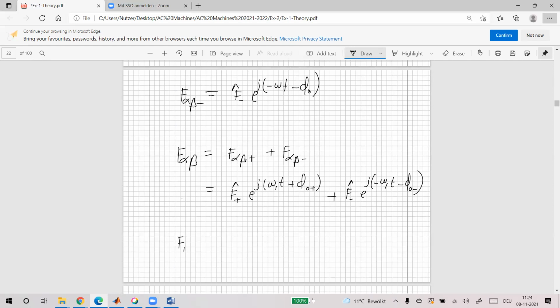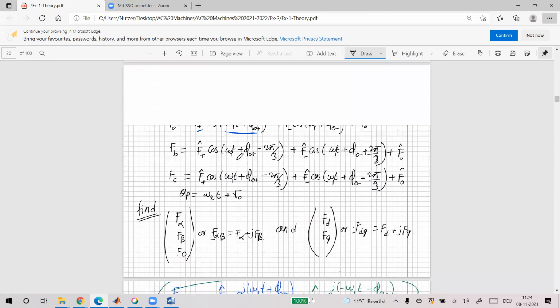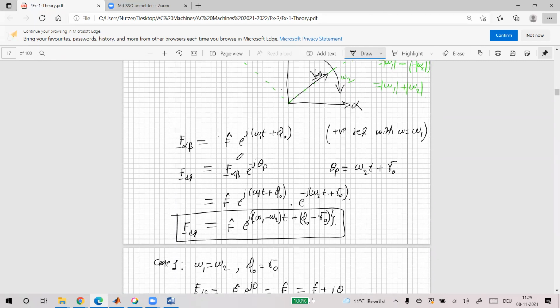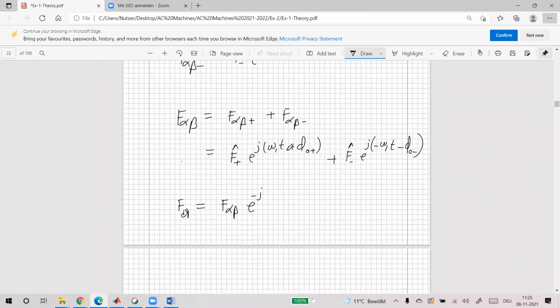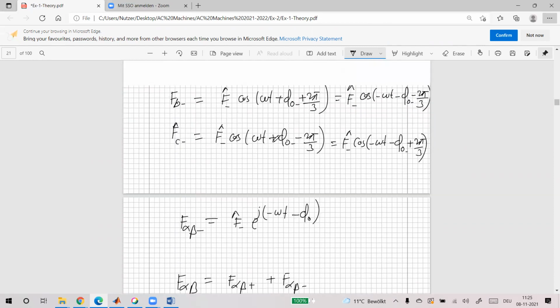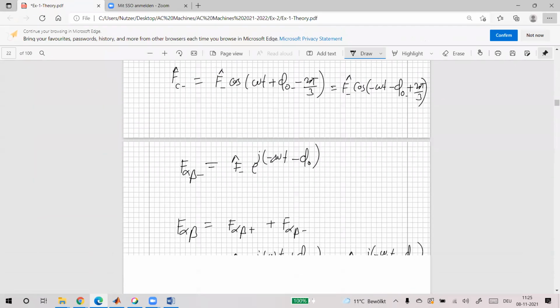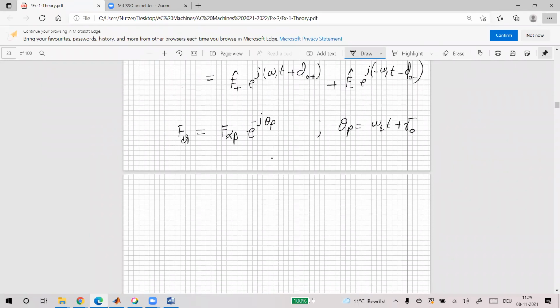And you already know how to do dq transformation. So f dq is basically your f alpha beta into e power minus j. Which angle did we use for transformation? So we used omega 2, it's theta p, right? So let's use that only. So theta p is equal to omega 2 into t plus the gamma naught. Yeah.